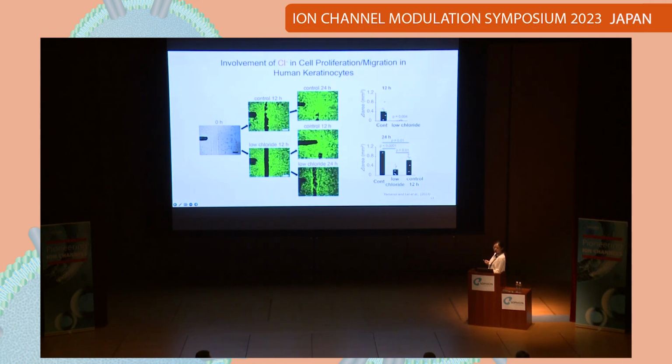The contribution of ANO1 likely implies the significance of the chloride ion. Therefore, we performed the assay in a low chloride-containing medium. Similar to the inhibition of TRPV3 and ANO1, the low chloride medium also inhibited cell migration at both 12 and 24 hours, suggesting the involvement of chloride in cell proliferation and migration.